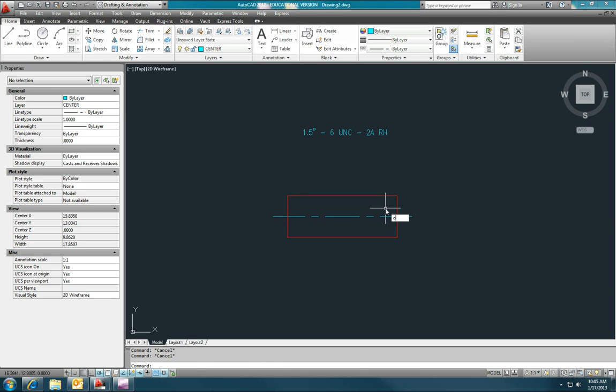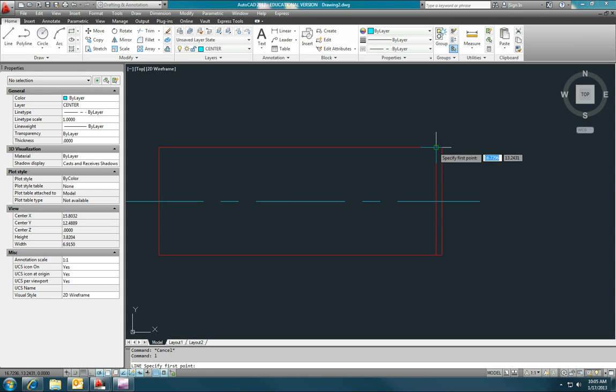Okay, so O, enter. And if my pitch is 1/6, half of that would be 1/12. So 1 divided by 12, enter. And I'll offset that way. Now, since this is a right-hand thread, that means that the slope of the thread leans upward and to the left. Okay, if this were a left-hand thread, the slope of the thread would lean upward and to the right. Okay, so again, right-hand thread leans this way.